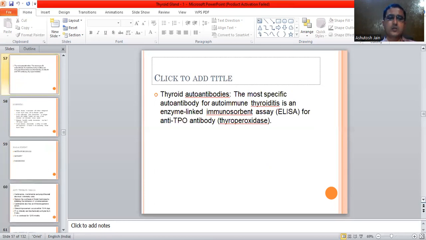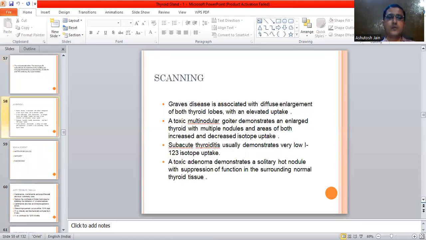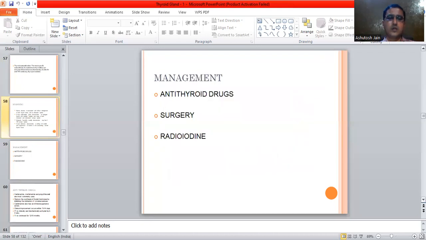Thyroid autoantibodies. The most specific autoantibody for autoimmune thyroid disease is an enzyme-linked immunoassay, ELISA, for anti-TPO antibody, that is thyroperoxidase. In Graves' disease, the scan shows diffuse enlargement of both thyroid lobes with an elevated uptake. A toxic multinodular goiter demonstrates an enlarged thyroid with multiple nodules in areas of both increased and decreased isotope uptake.